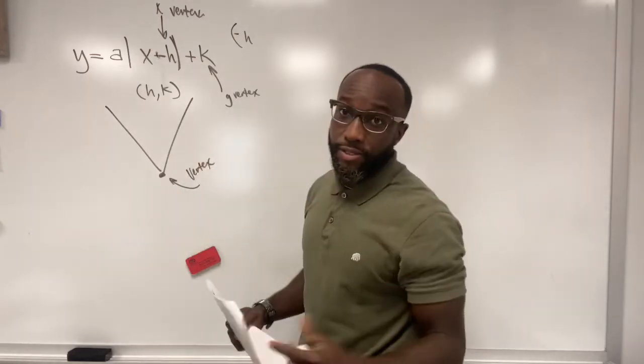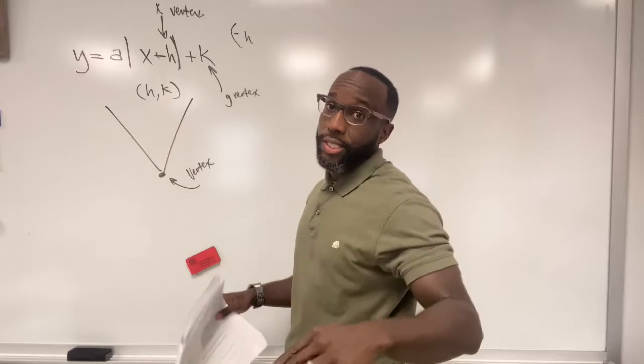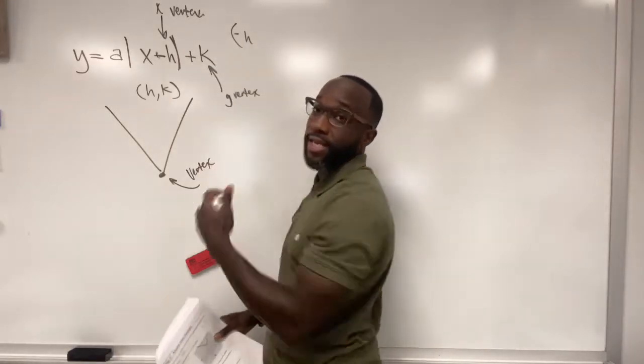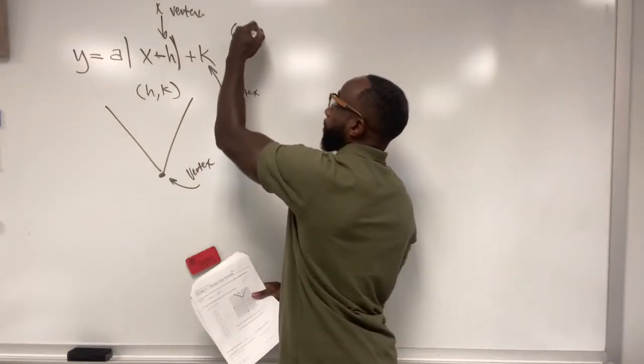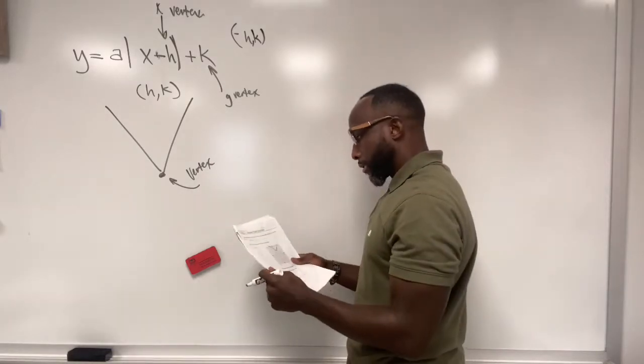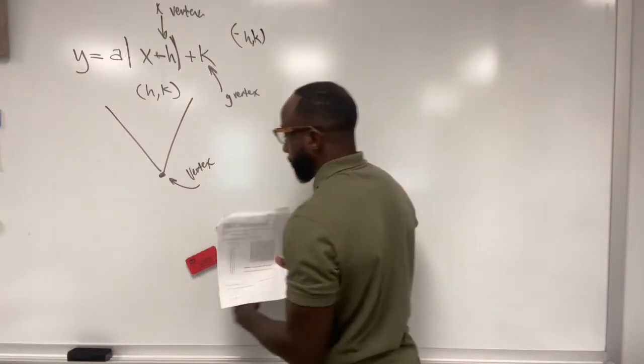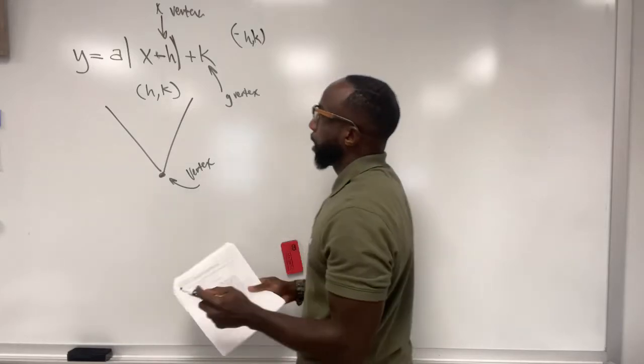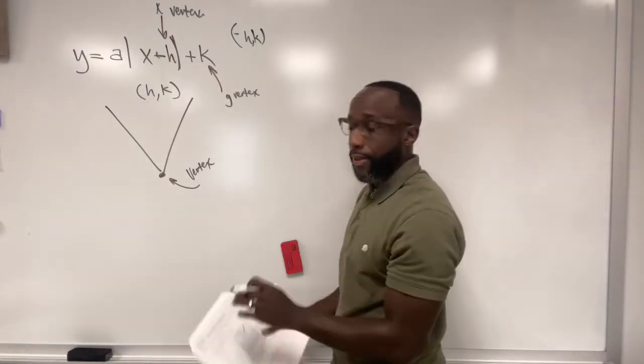Now, the k represents the y of the vertex, and it is what it is. If it's positive, it's positive. If it's negative, it's negative. So that's the h and the k. I'm going to leave it here for a moment.